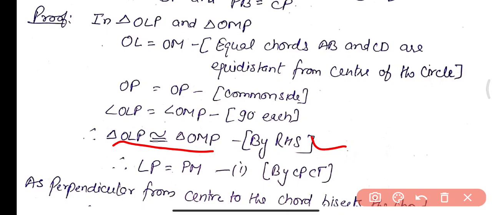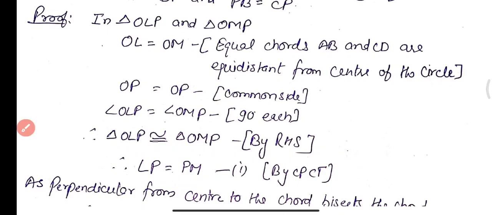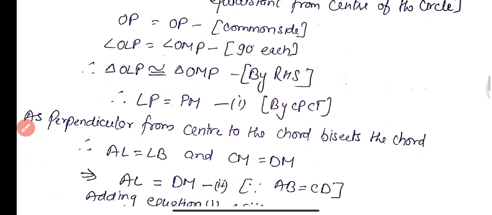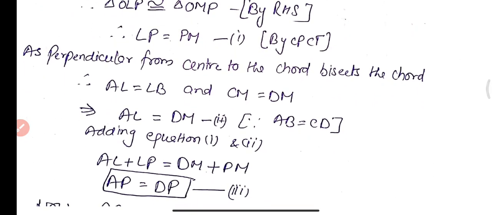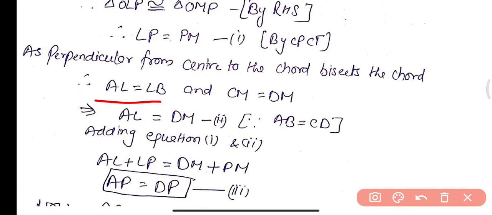So triangle OLP is congruent to triangle OMP by the RHS rule, that is right angle, hypotenuse, side. Therefore we can say LP equals PM by CPCT, and CPCT means corresponding parts of congruent triangles. So LP equals PM. Now as the perpendicular from the center to the chord bisects the chord, we can say AL equals LB, and similarly CM equals DM.